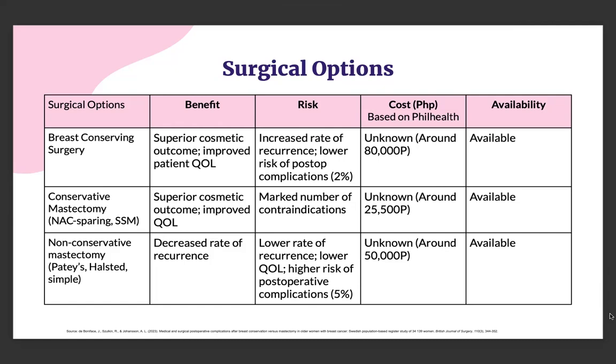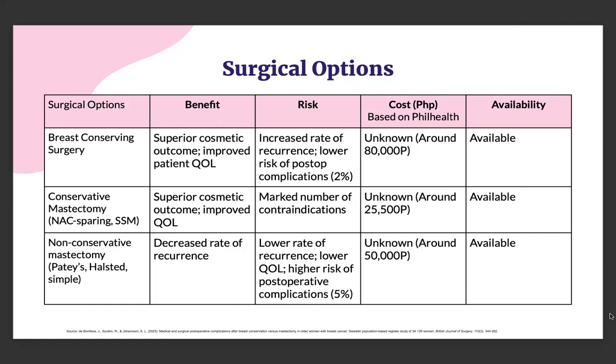So there are absolute contraindications, such as if multicentric yung disease or it involves separate quadrants na ng breast. If there is also presence of diffuse malignant appearing calcifications on imaging. Also, if there's prior history of chest radiation therapy, pregnancy, or persistently positive margins despite attempts at re-excision. There are also relative contraindications, such as yung large tumor size in relation to breast.